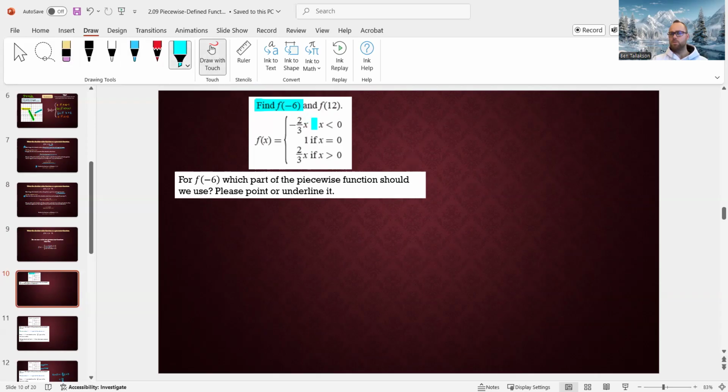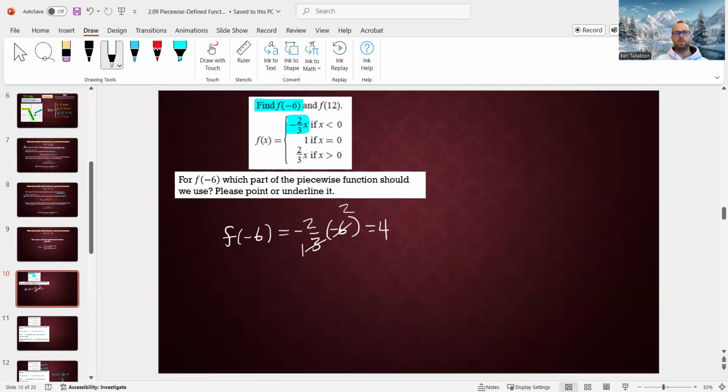Hopefully, you're noticing these rules. It says if x is less than 0, is x = -6 less than 0? Yes. So this is the function we're plugging that value into. -6 is obviously not equal to 0, and it's definitely not greater than 0. Okay, so we take that -6 and we plug it in carefully to that first part of the piecewise function. The negatives cancel out, we get 4. Okay, try the next one.